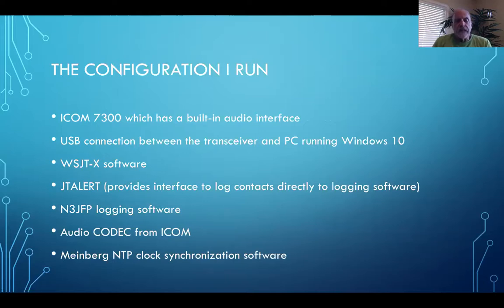I have an ICOM 7300, which has a built-in audio interface, so that's the one that I use on my connection. And I basically just got a USB connection that runs between my PC and my ICOM 7300. I have the WSJTX software running on my PC. I'm running JT Alert, which provides the interface to log contacts directly to my logging software. The software that I'm currently running is N3JFP.